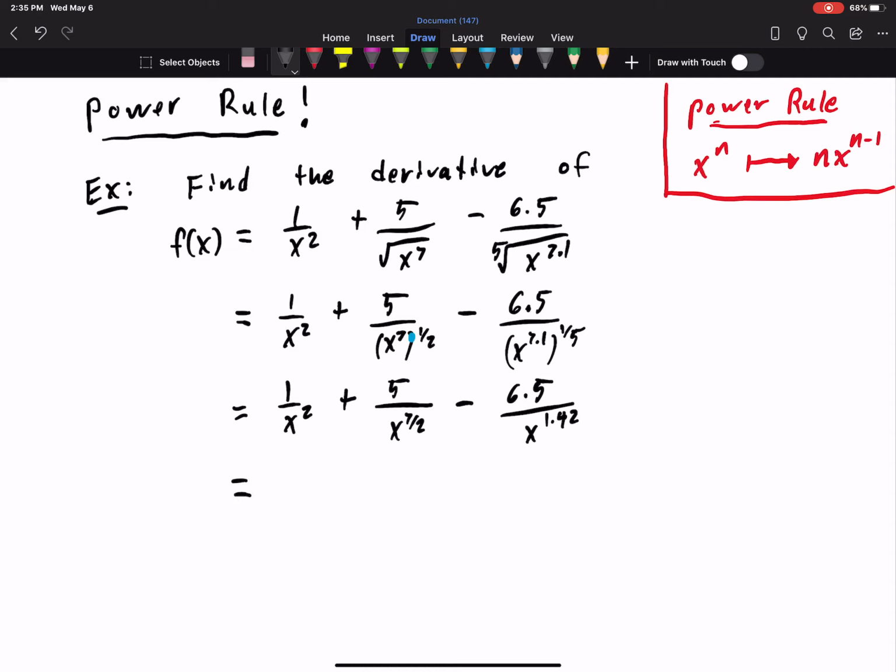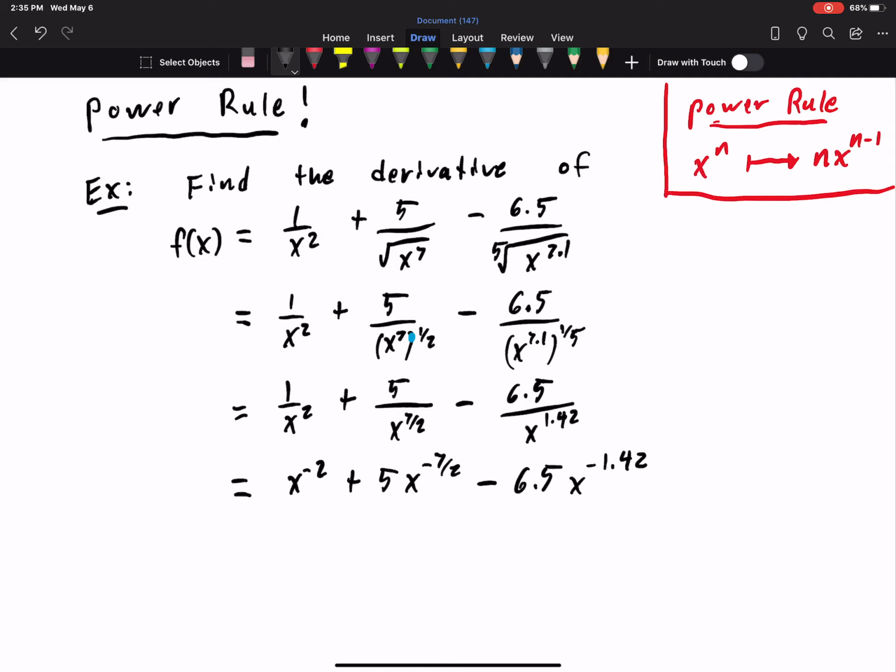Now that we have no more radicals to worry about and all of our exponents have been dealt with appropriately, what we're going to do is bring up all of our exponential stuff here into the numerator and negate the exponents, just like what we've done in the past 6 examples. So bring up the first thing. So you have x to the minus 2 plus 5x to the minus 7/2 minus 6.5 x to the minus 1.42.